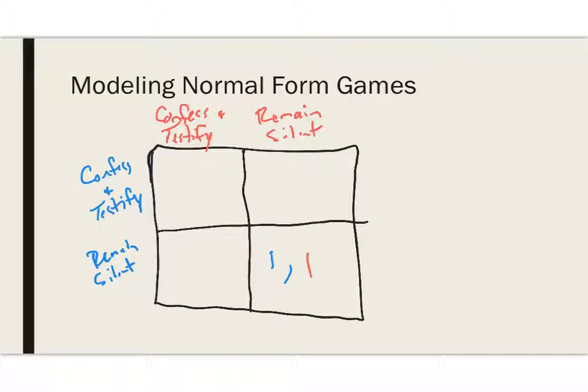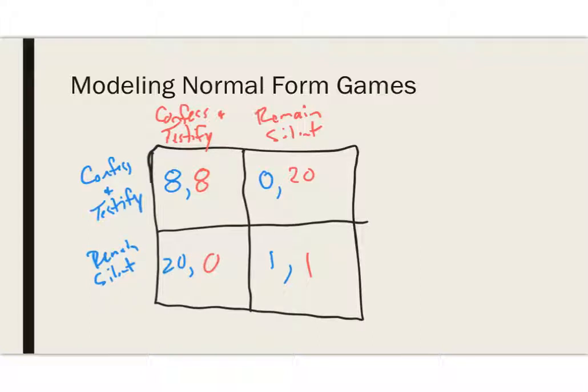Okay, the upper left, they both confess and testify, which means they're going to go to jail for less time. So let's make this an 8, comma, 8. So they both go to jail for 8 years. And then the two off-diagonal elements. One is confessing and testifying, so they're going to go free, and the other one is remaining silent. So the one that goes free is the one that confesses and testifies. So that means up here, this person's going to go 0 years in jail, and this person's going to go for 20. And then down here, this person's going to go for 20, and this person's going to go free.